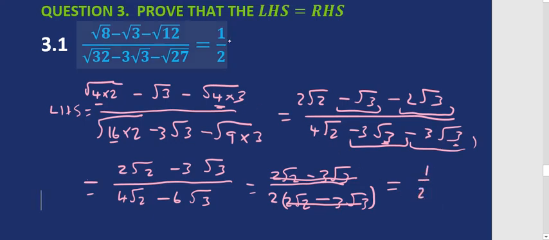Okay, and as you can see, we have proven that the left hand side is equal to the right hand side because the right hand side is half. So we have proven that the left hand side is equal to the right hand side.